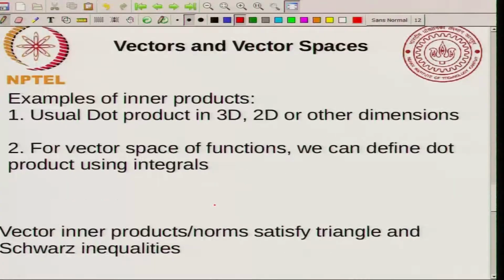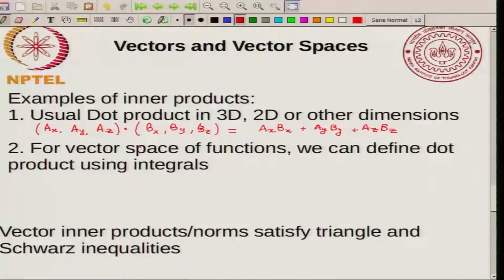So, the usual dot product in 2D or 3D vector space. Suppose you have one vector Ax, Ay, Az, okay, and you have another vector Bx, By, Bz, then their dot product is a scalar that is given by AxBx plus AyBy plus AzBz, and you can see that I can extend this definition to 2 dimensions or other dimensions too. I can use a similar definition for other dimensional vector space. So, this is one example of a dot product or an inner product.